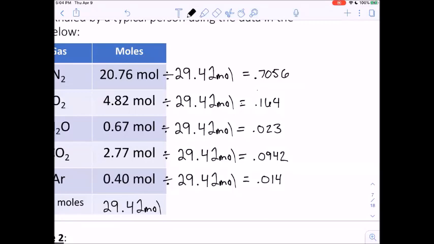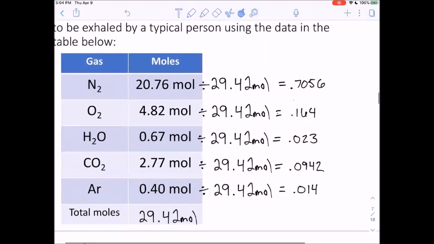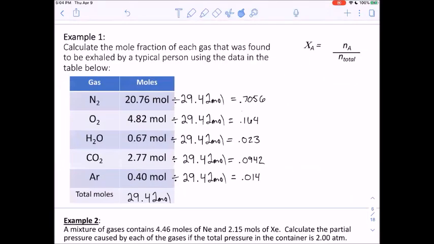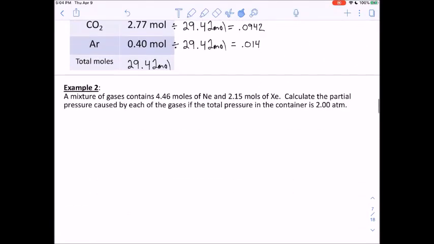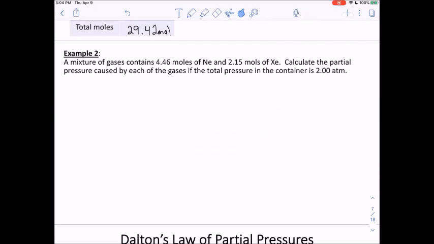So the first one is our mole fraction of N2, and it ended up calculating out to be 0.7056. Mole fraction of O2, the next one, 0.164. And you can read through them there. That's all of our mole fractions. So we'll go ahead and do the next problem, which incorporates mole fractions with our partial pressures.